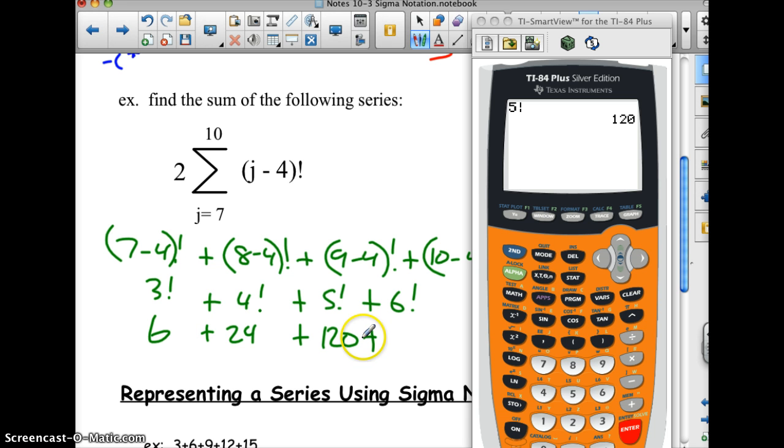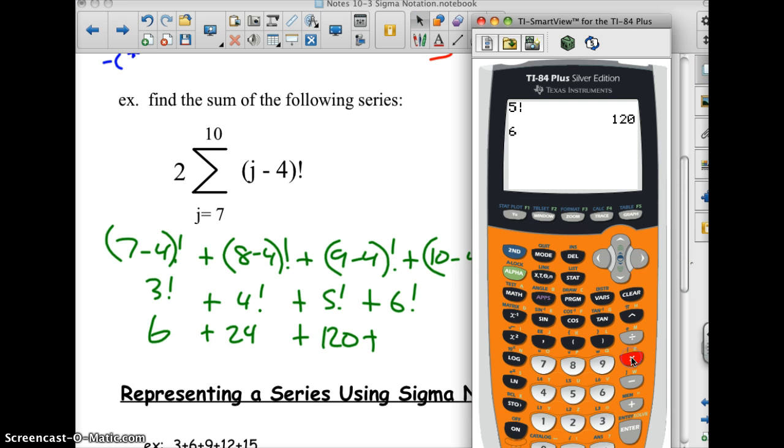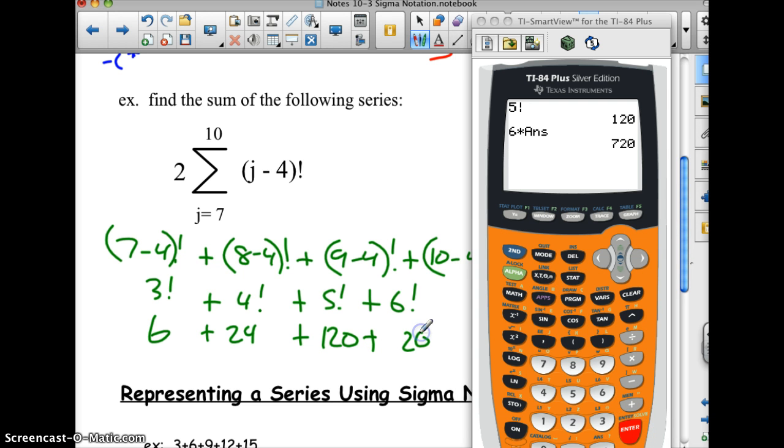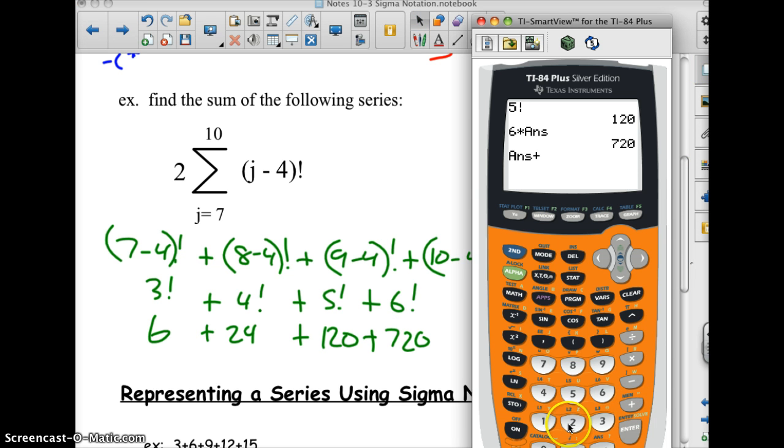Okay, and by the way, also, if you know 5 factorial, 6 factorial is really just 6 times 5 factorial, so I can do that as a shortcut. 6 times my answer, 720. And then you add those numbers together, right? 720 plus 120 plus 24 plus 6. And you get 870.